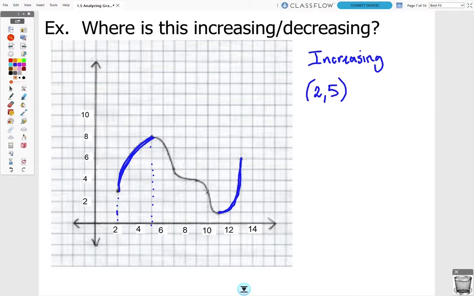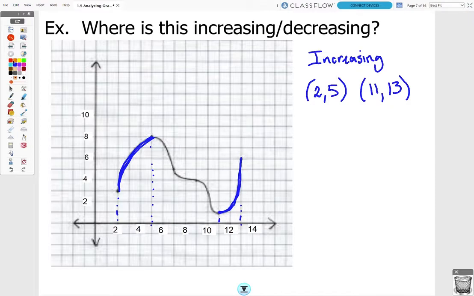Then it has this section where it's not going uphill. We'll talk about that one in a minute. And then it starts going up again. It looks like at 11, and it stops going up at 13. So it goes up again from 11 to 13. Now again, I'm not concerned with how high it goes. I'm just concerned that it's going up.